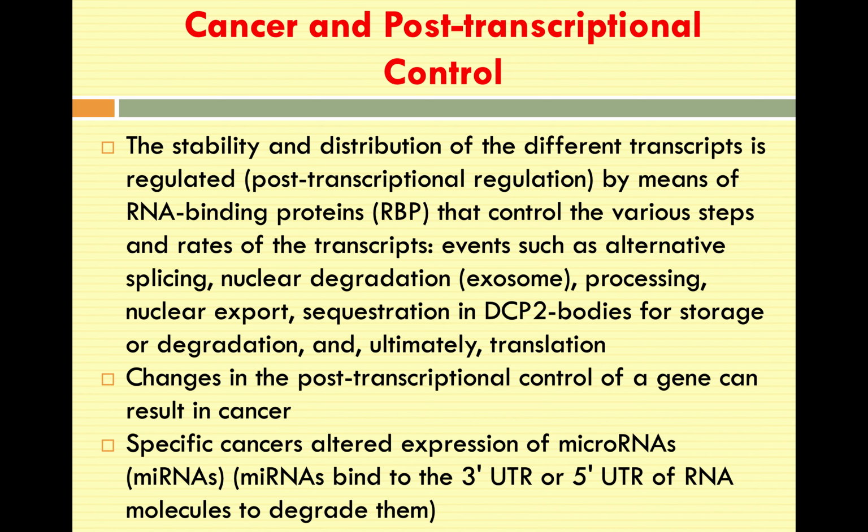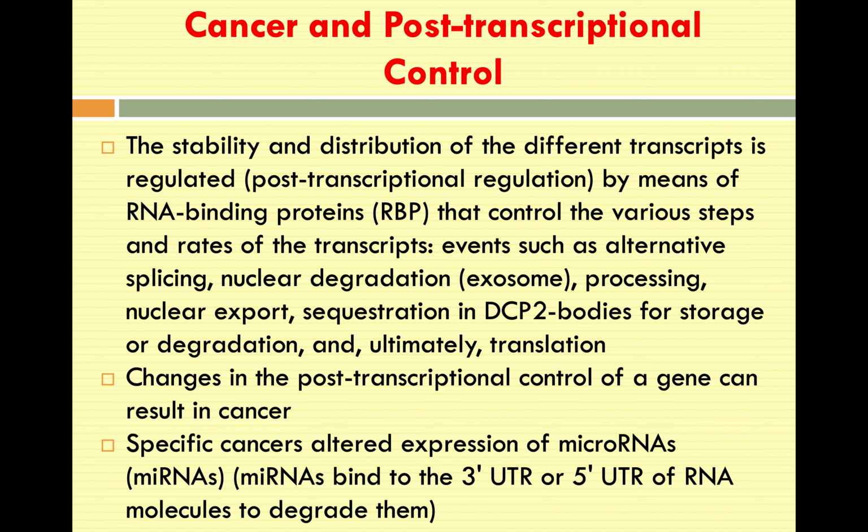So changes in post-transcriptional control of a gene would of course result in cancer, because certain specific cancers with altered expression of microRNA could occur. Even though it's just an altered expression in the microRNA, the cancer will be very specific, and it could be hard to find the cure for it, because we know that microRNA can bind to the 3' UTR or 5' UTR of an RNA molecule to degrade it. So if there is an altered expression, probably it couldn't bind properly. Most of the time it couldn't bind properly, and degrade them.